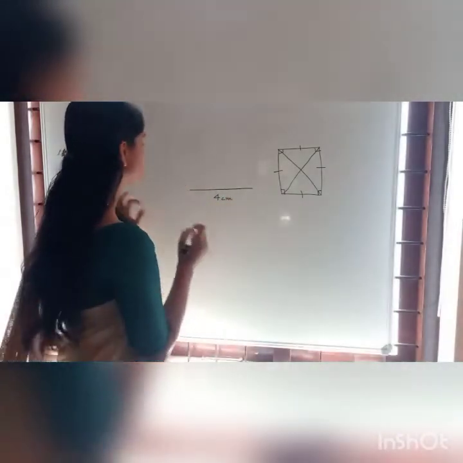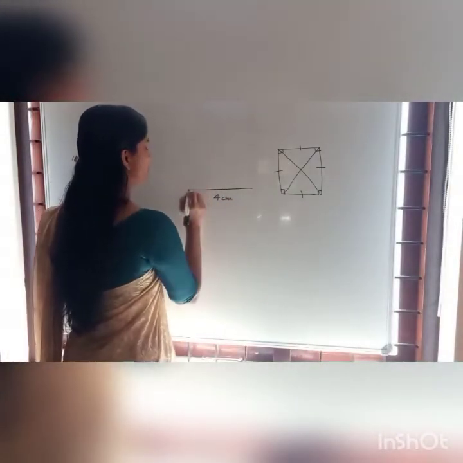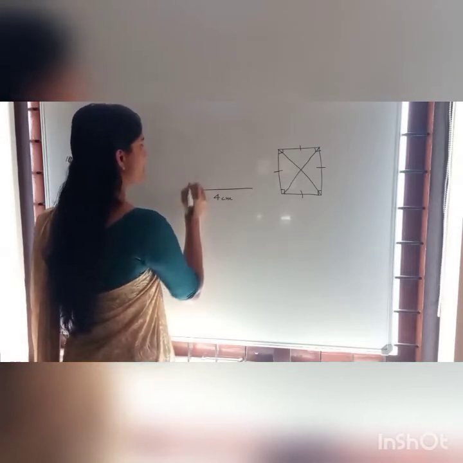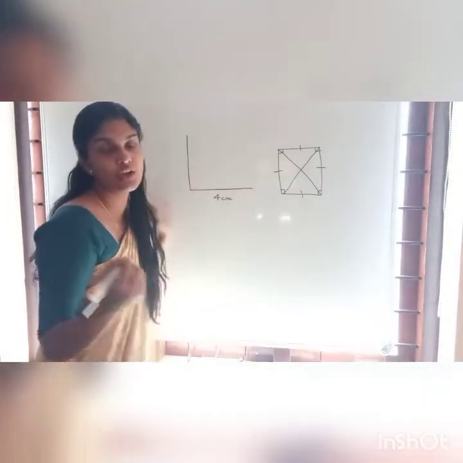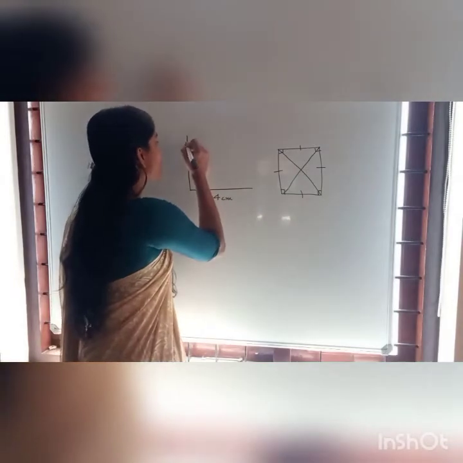Now what we have to do? Place a set square such that the right angle coincides with one end of the line and draw a line. You have to place a set square over here and make the right angle and draw a line. Now what you have to do is mark 4 centimeters on that line.